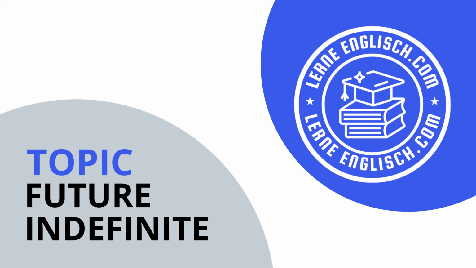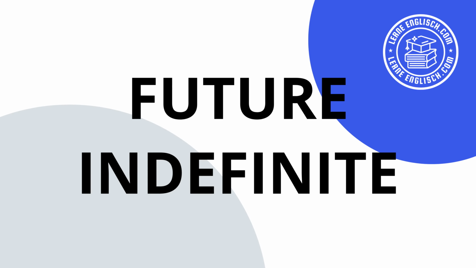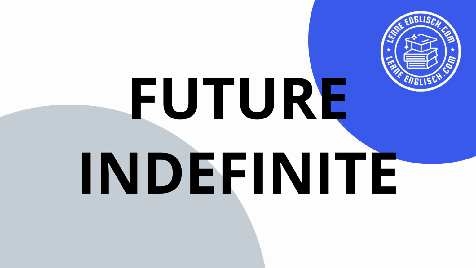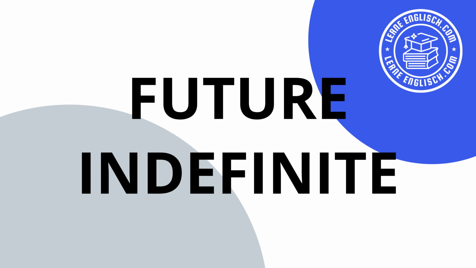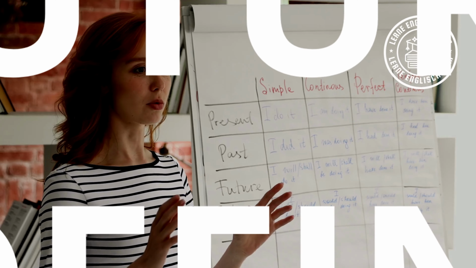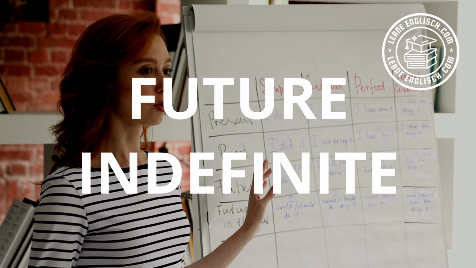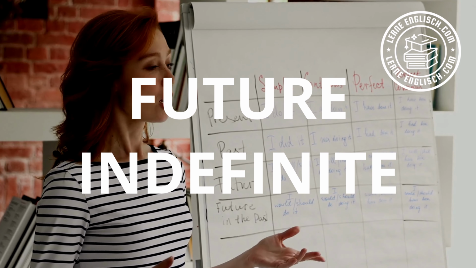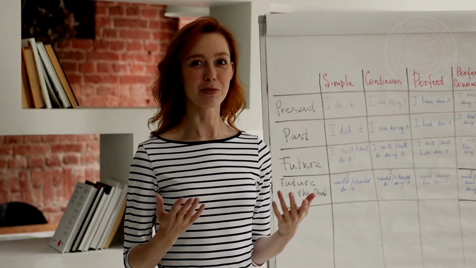Today, I will be giving you a brief lecture on how to use the future indefinite tense with an object in spoken British English. The future indefinite tense is used to talk about actions or events that will happen in the future. It is also known as the simple future tense. When using the future indefinite tense with an object, there are a few key points to keep in mind.